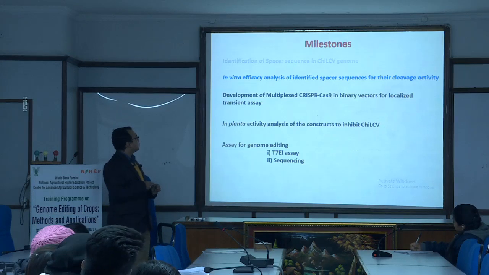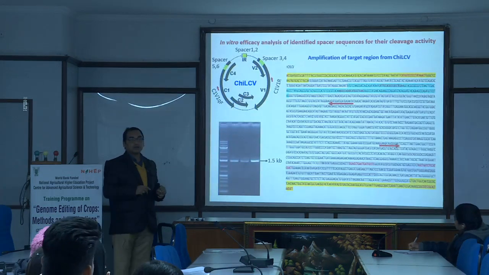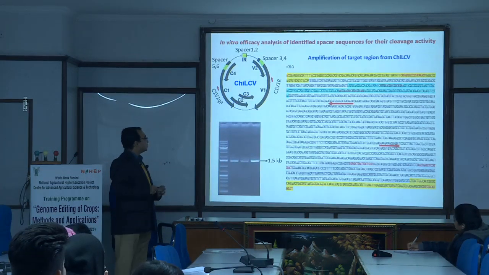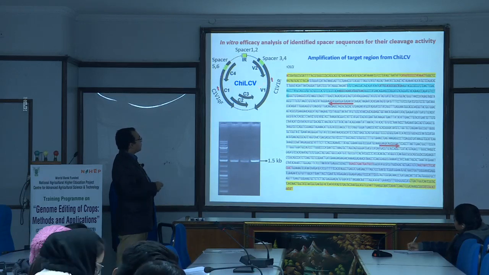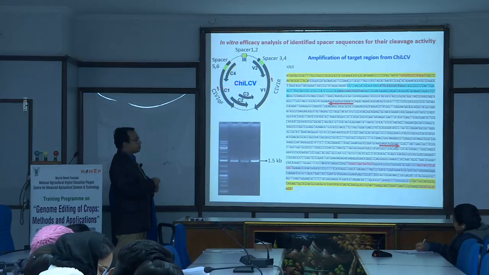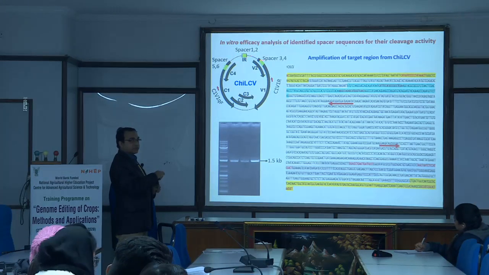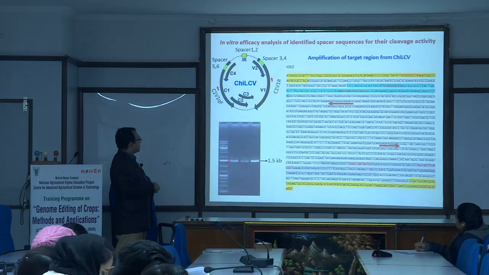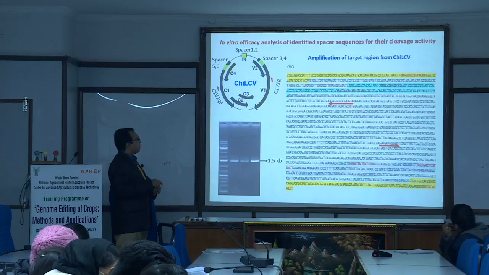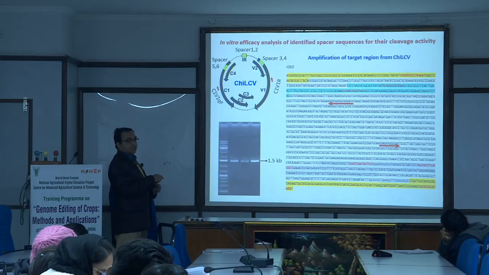So, we did an in vitro efficacy analysis, as I have told you in your practical, how we do. We designed a primer first in the viral genome, so that we can amplify a target region, which will have all these spacer target sequences. This is the 1.5 kb sequence we have amplified. These are the regions in the viral genome.